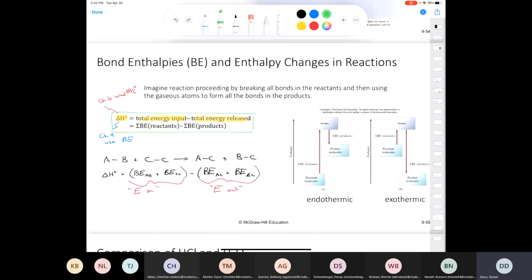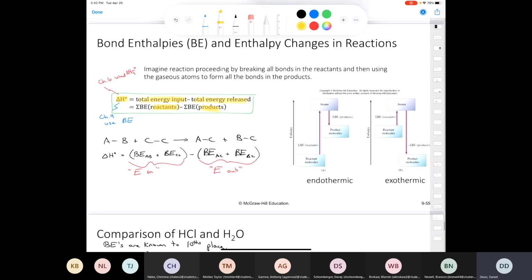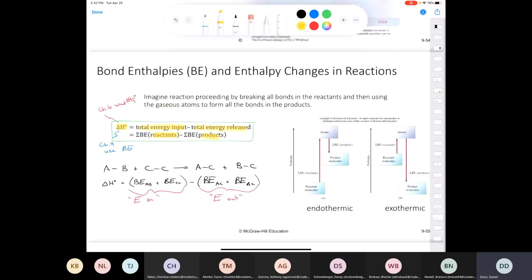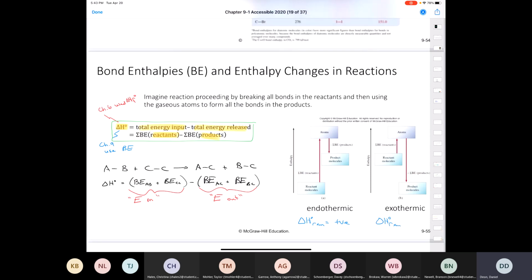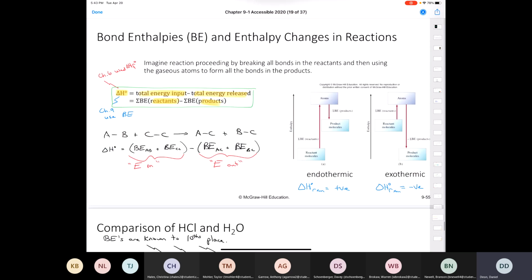You need to be cognizant of this formula right here. Again, remember that it's the only formula in chemistry that you see that it's reactants minus products, or at least the only one you'll see in this class. And of course, if delta H naught for the reaction is negative, it's an exothermic reaction. And if delta H naught is positive, it's an endothermic reaction. I shouldn't have to go over that again, but if delta H for the reaction is positive, you have an endothermic reaction. And if delta H naught for the reaction is negative, you've got an exothermic reaction.